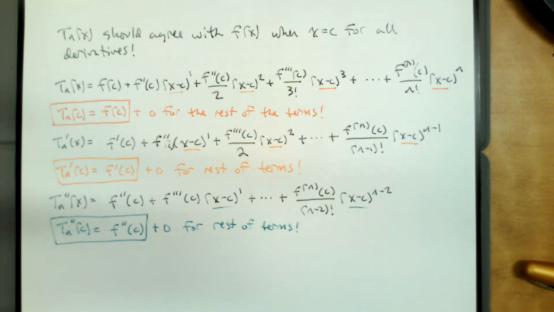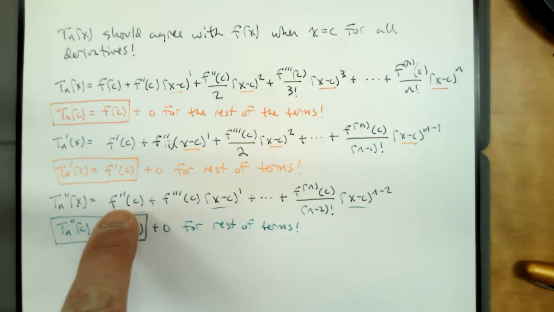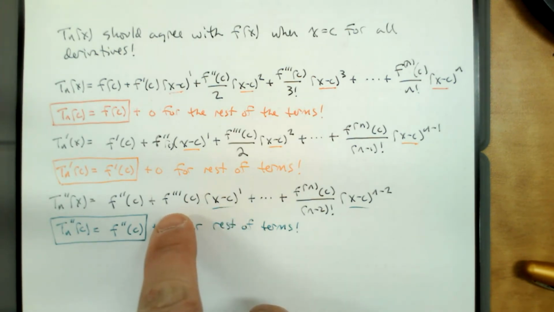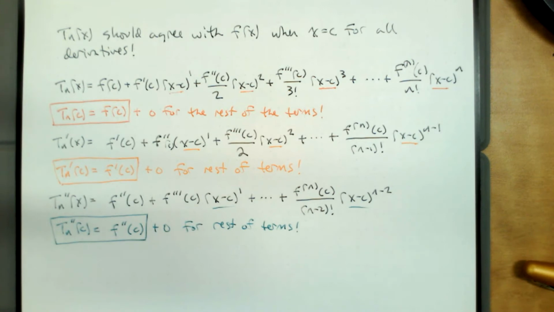In the next derivative, f double prime of c cancels out because it's constant. The first degree term, x minus c to the first times f triple prime at c, becomes the new constant with f triple prime. And so the third derivative of the Taylor polynomial at c is going to be f triple prime at c.